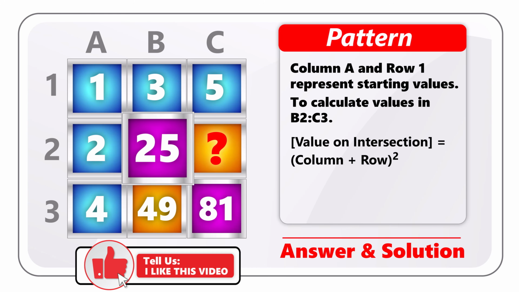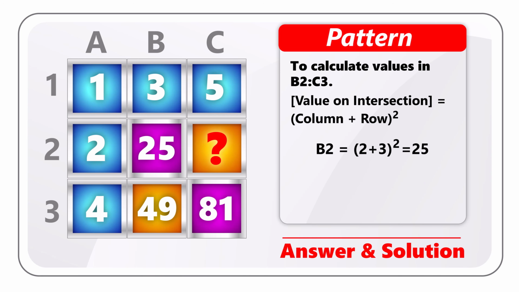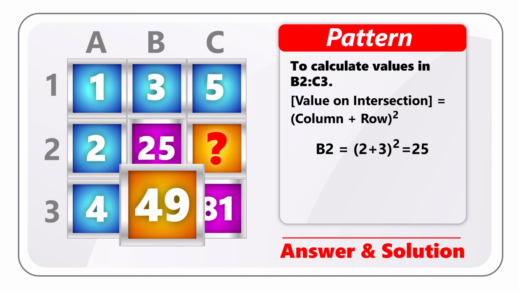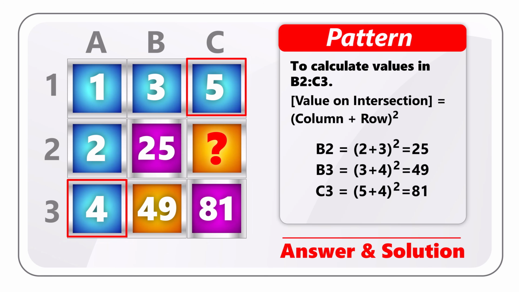Value B2 is calculated as the sum of 2 plus 3, which is 5, squared, which equals 25. The value in cell B3 is calculated as 3 plus 4 squared, which is 49. And the value in the cell C3 is calculated as 5 plus 4 squared, which equals 9 squared, which equals 81.